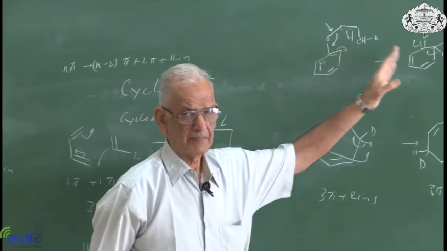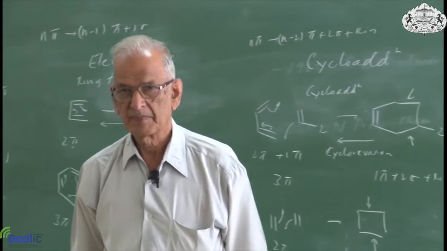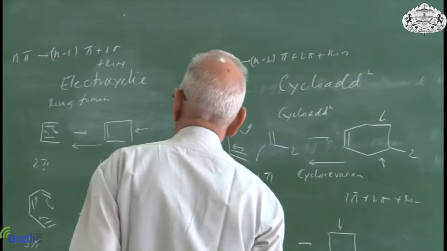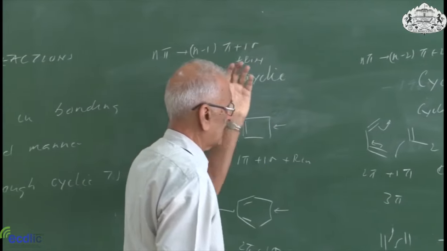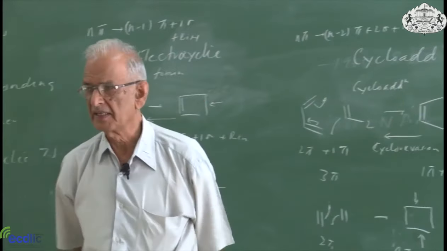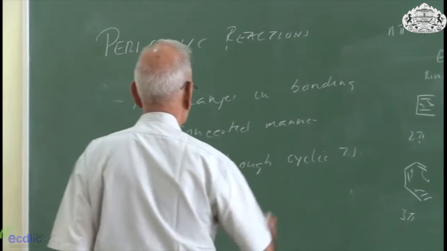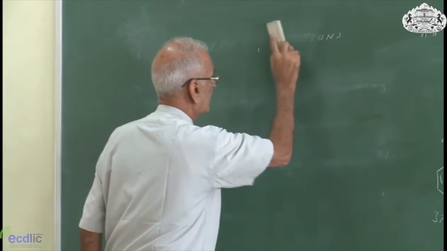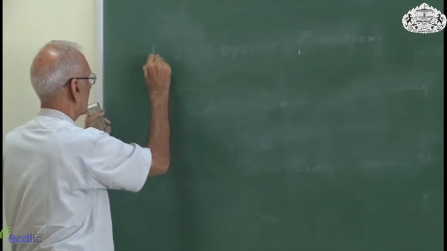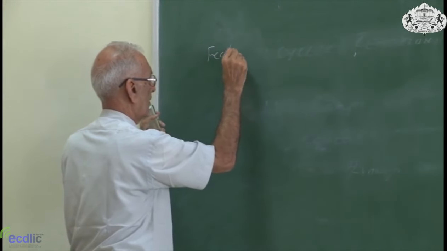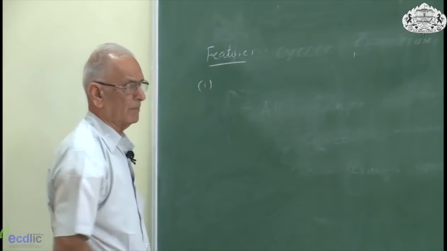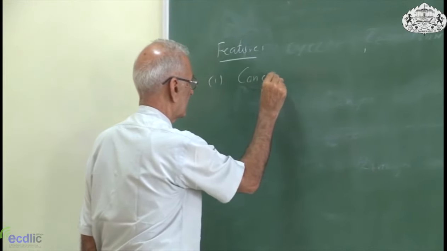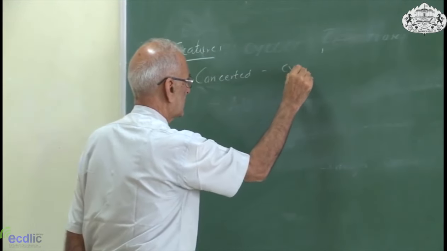What is this very famous reaction? This is the Claisen rearrangement. So we have given our classification: electrocyclic, cycloaddition, sigmatropic. Now we are looking at our next topic, that is, what are the features of a pericyclic reaction? Obviously, feature number one, it must be concerted and it must involve a cyclic transition state.